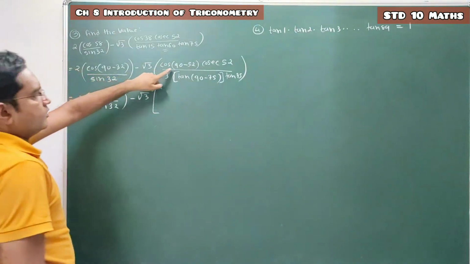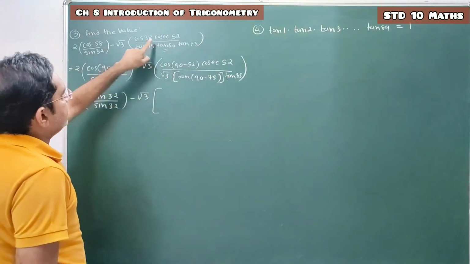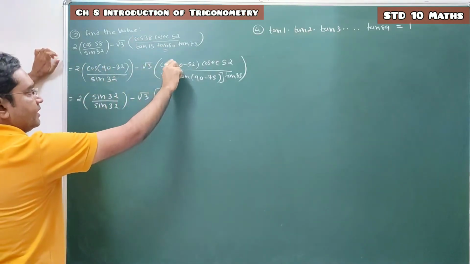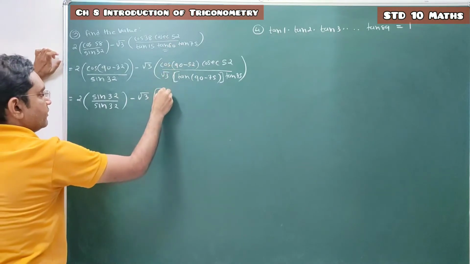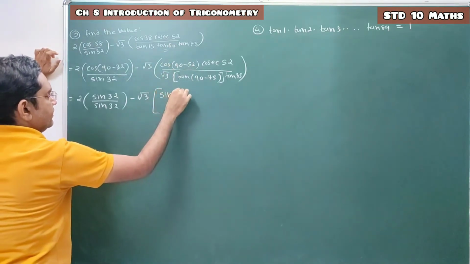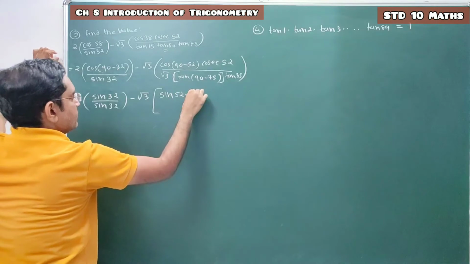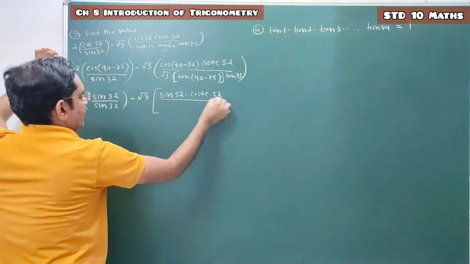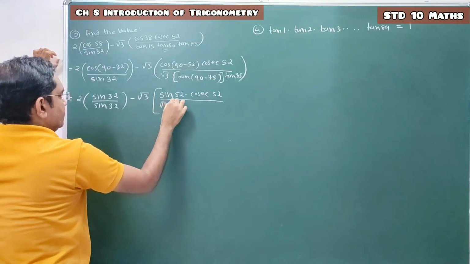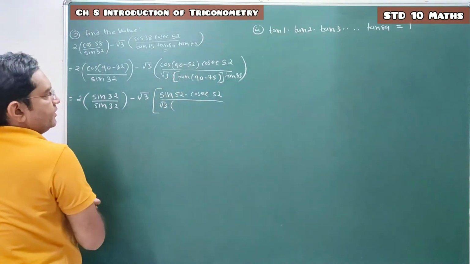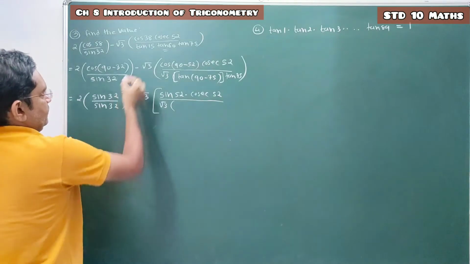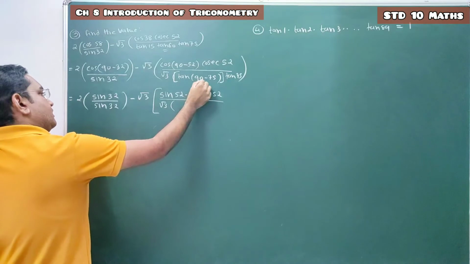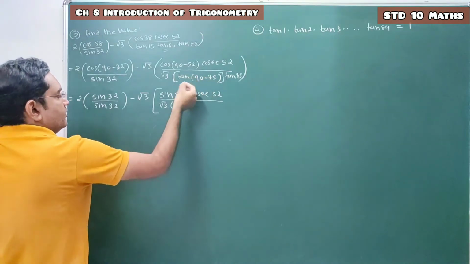Now this one is cos of 90 minus 52. 90 minus 52 is nothing but 38, so this one is cos 38. But as it is 90 minus 52, this cos is converted into its complement, sin 52, into cosec 52 upon root 3, this tan 15 being tan of 90 minus 75. So tan 15 is nothing but tan of 90 minus 75, and this 90 minus angle is converted into its complement.